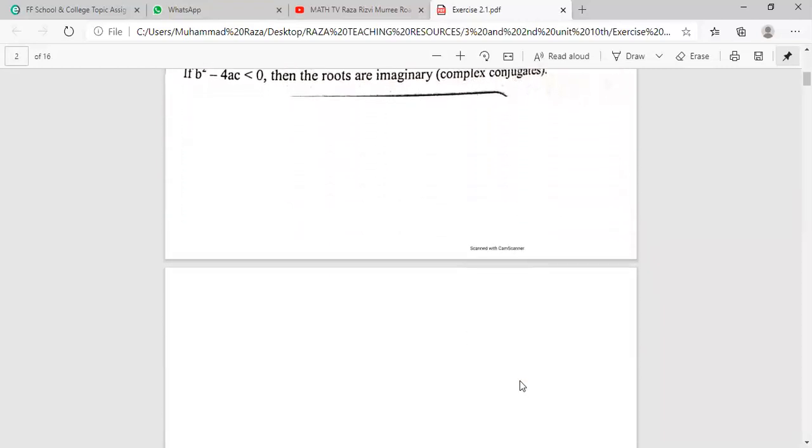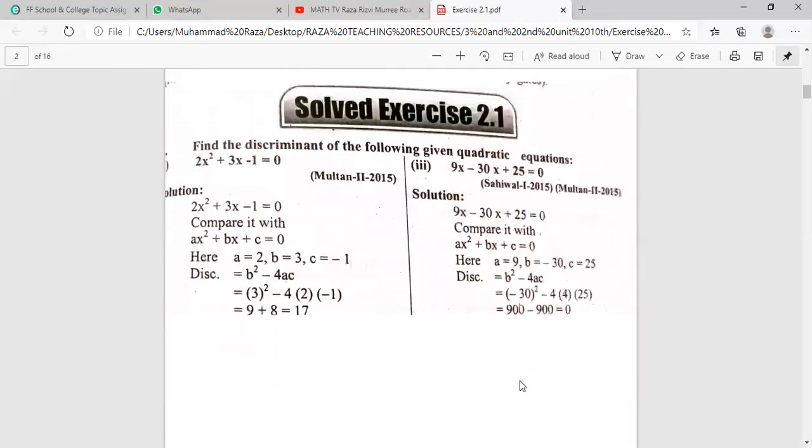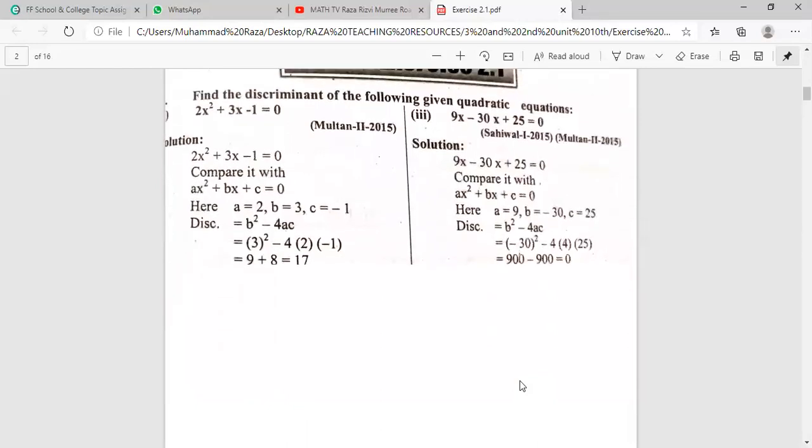Now we come to the exercise. The first question is, find the discriminant of the following given quadratic equations. In this, we only have to find the discriminant. Now the first part is 2x square plus 3x minus 1 is equal to 0. We compare it with the quadratic equation ax square plus bx plus c is equal to 0. When we compare the coefficients, a is equal to 2, b is equal to 3, and c is equal to minus 1.